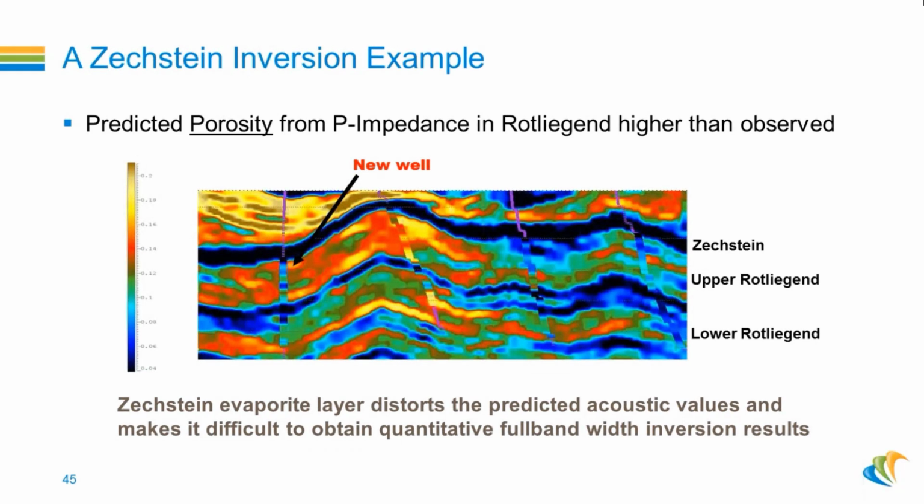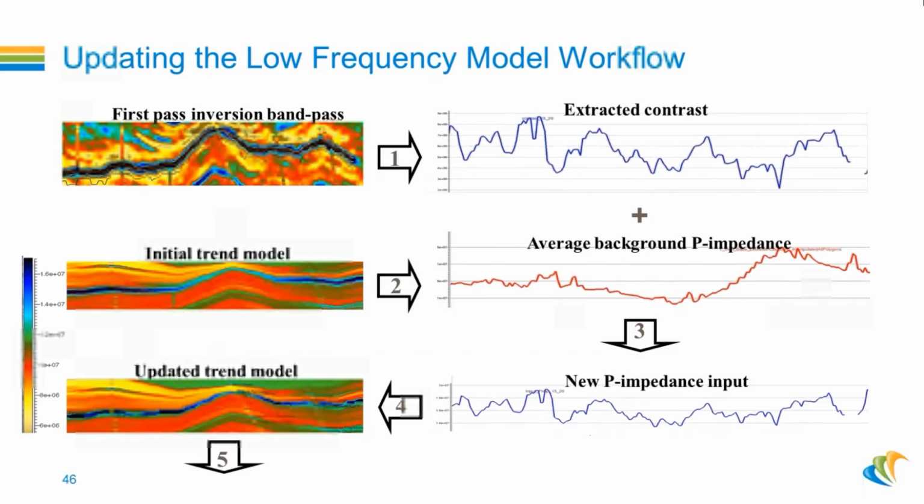So this is the predicted porosity, and you can see that the new well has a too low porosity based on the inversion results. So what we're going to do is interpret the Zechstein anhydrite. The top and the base are very easily interpreted there, because you can very clearly see the anhydrite on the first pass inversion.